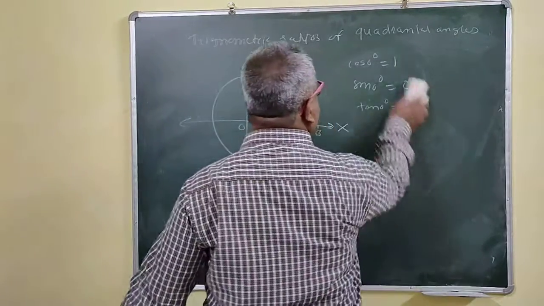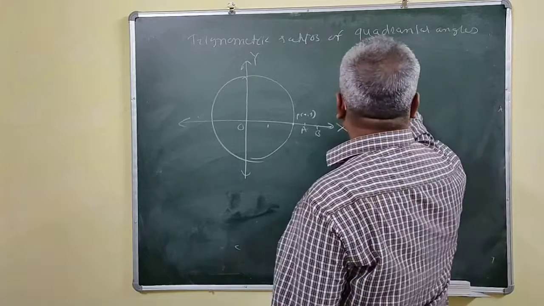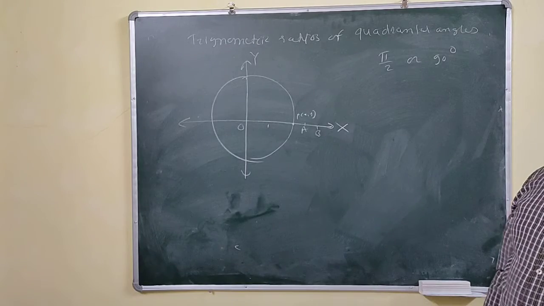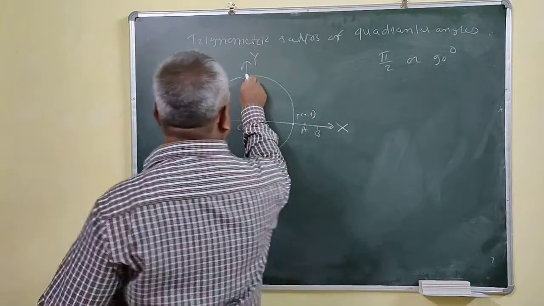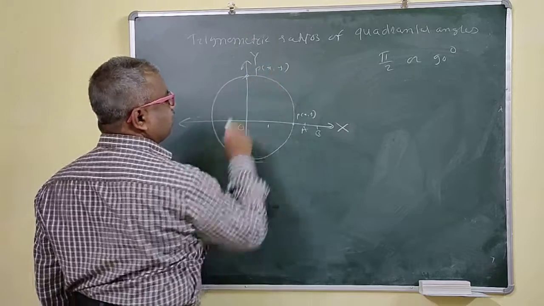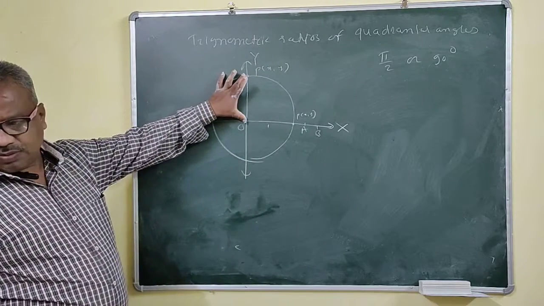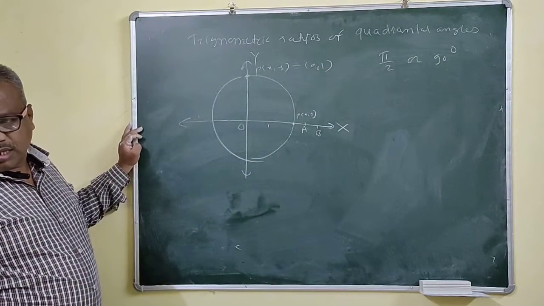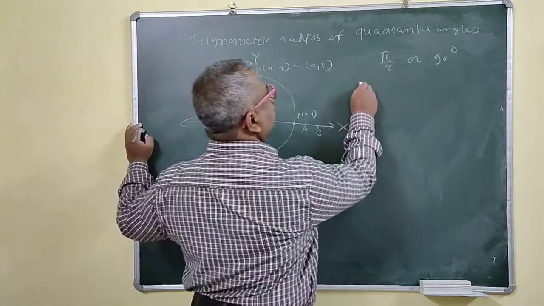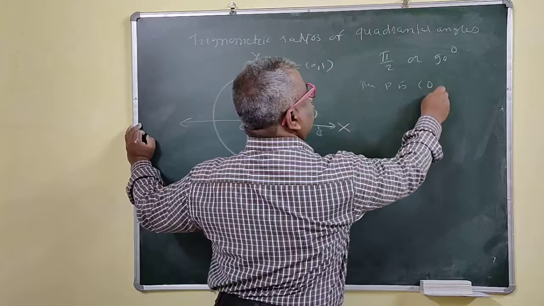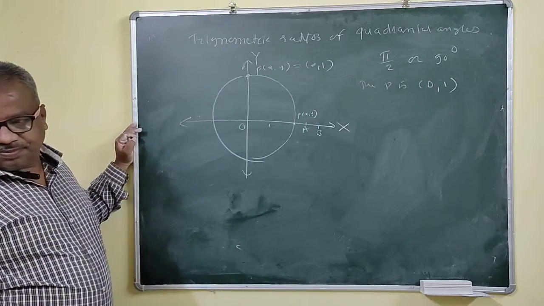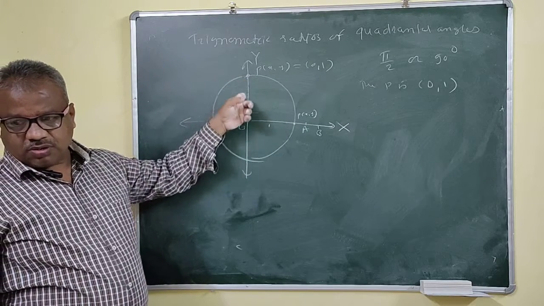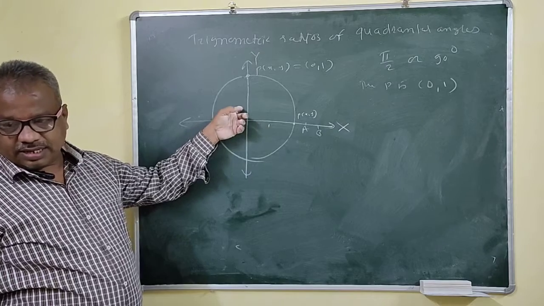Now you want pi by 2, or 90 degree, right? So pi by 2 or 90 degree, that means your point P(x, y) is here. Now this distance is 1, that means this point is nothing but (0, 1), right? So then P is (0, 1). P is the point of intersection of the standard unit circle and the terminal side of angle 90 degree, right?